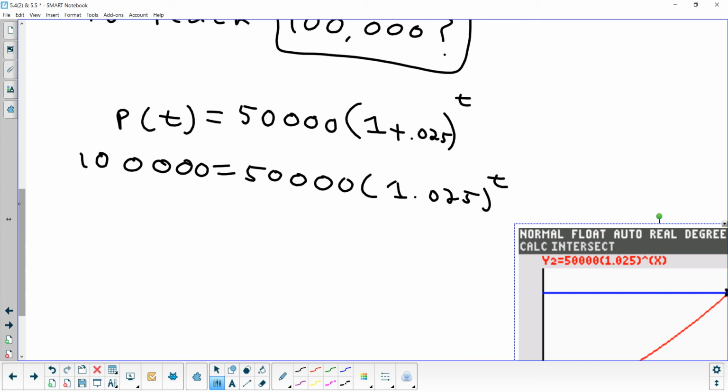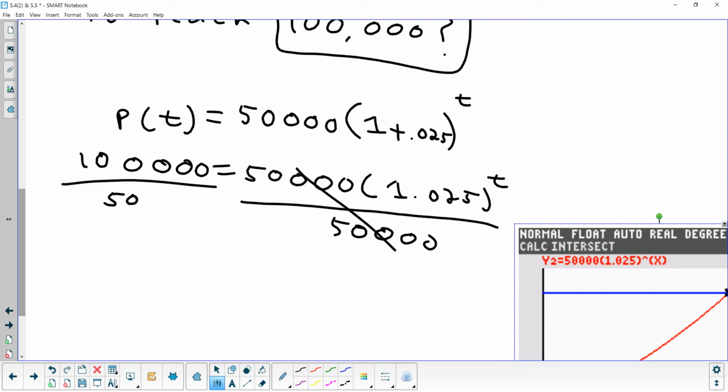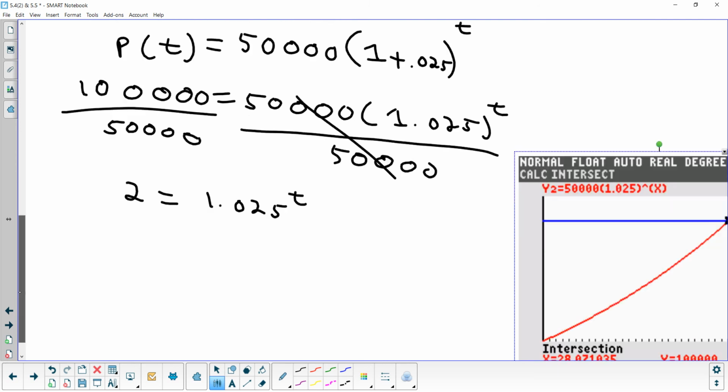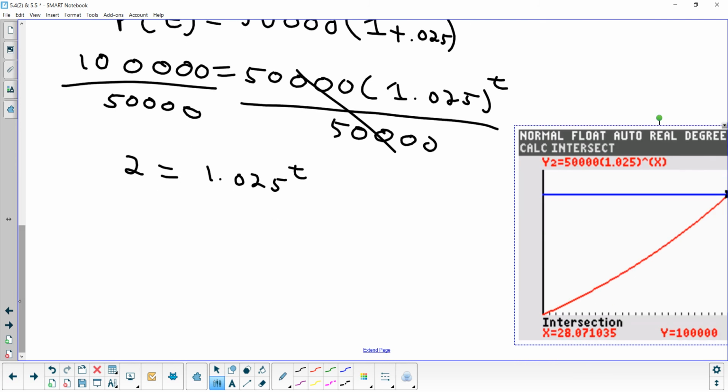Does anybody see something we could move from the right side over to the left? 50,000. We can move the 50,000, and how would you move that over? You divide it. Yep, so we're going to divide both sides. 100,000 divided by 50,000 gives me 2 equals 1.025 to the t. So not a very long equation. The only thing that's a little tricky is having the t as an exponent.